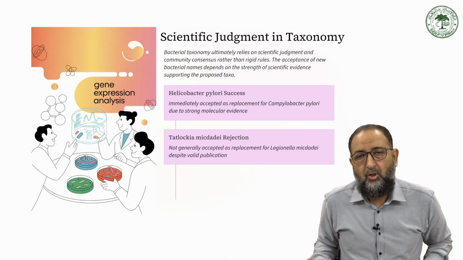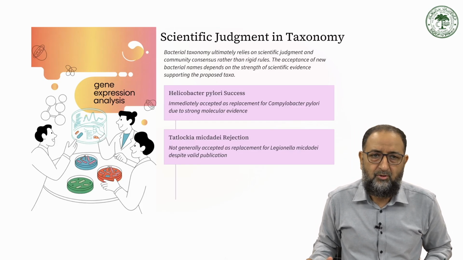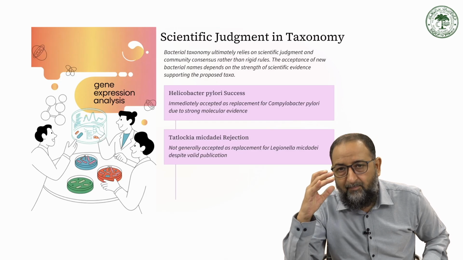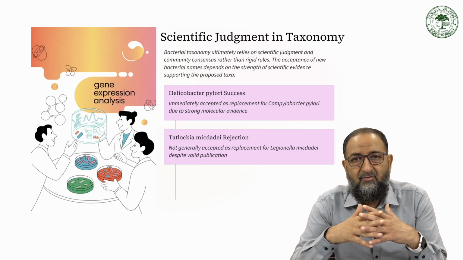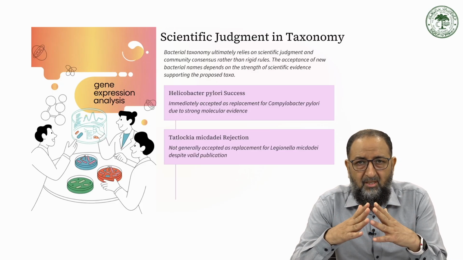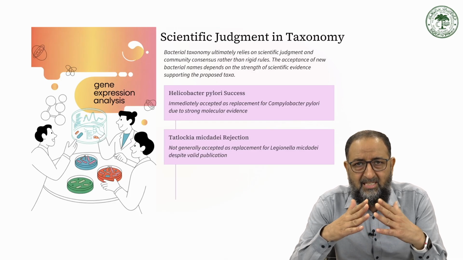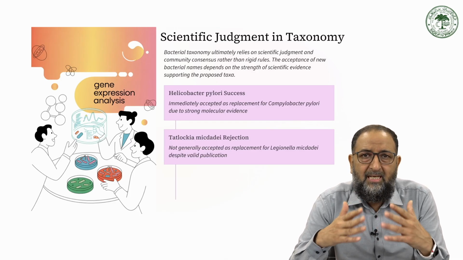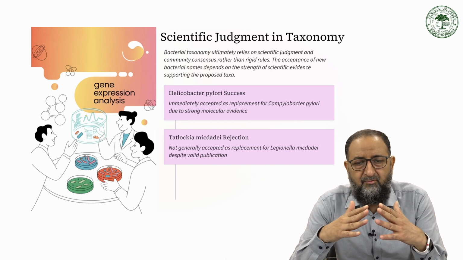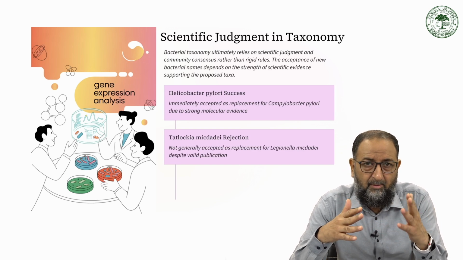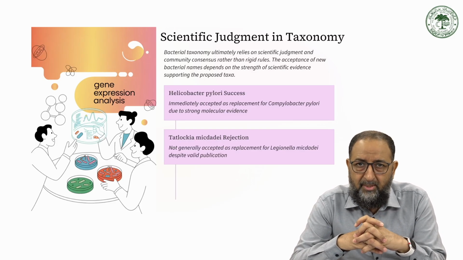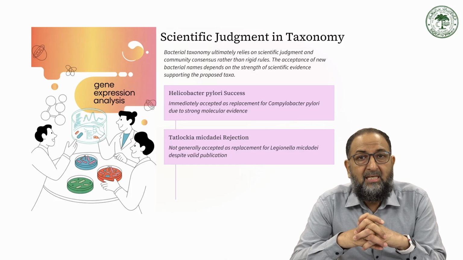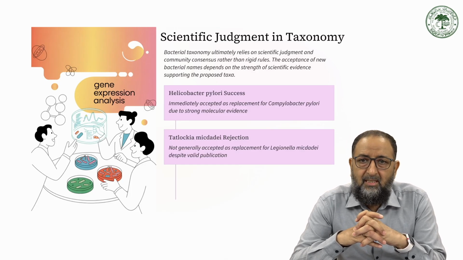Scientific judgment in taxonomy. How do scientists judge and explain the taxonomy, especially bacterial taxonomy, which ultimately relies on scientific judgment. So if a scientist doesn't validate, doesn't accept the fact, then probably that name or that species will not be considered in the published or approved list. So bacterial taxonomy ultimately relies on the scientist's judgment, scientist validation, and community consensus, right? Rather than rigid rules.